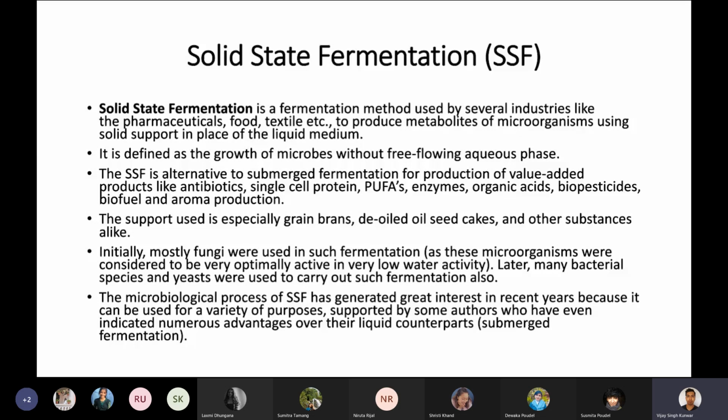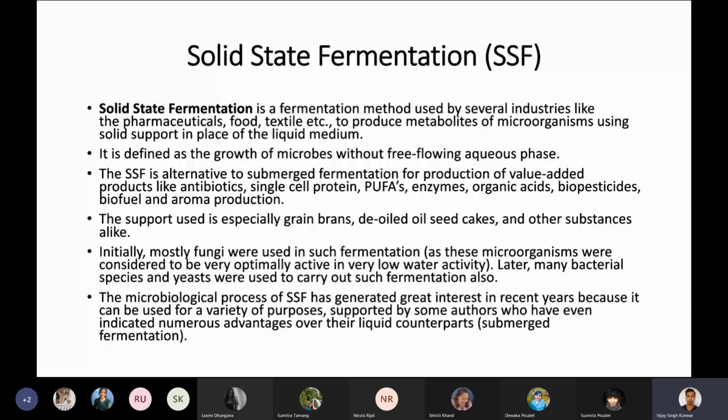मैले के भन्न खोजेको भन्दाखेरि fungi initially they were used in solid state fermentation because they can remain active, or they can be optimally active, even in very low water activity. Generally bacteria need quite a lot of water. They need lots and lots of water to maintain that biological activity.